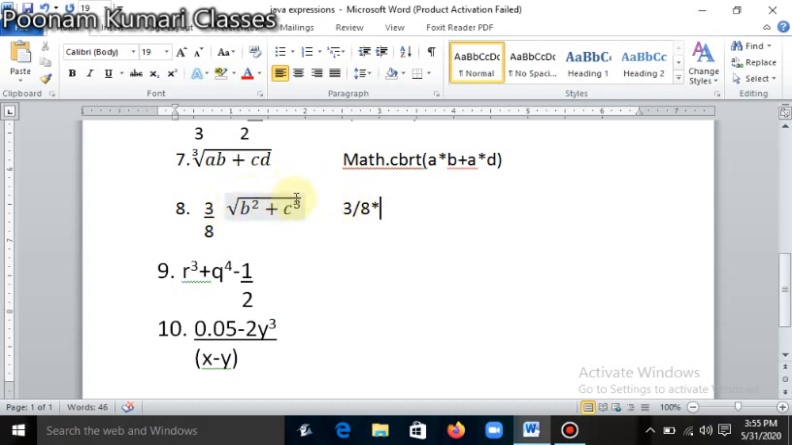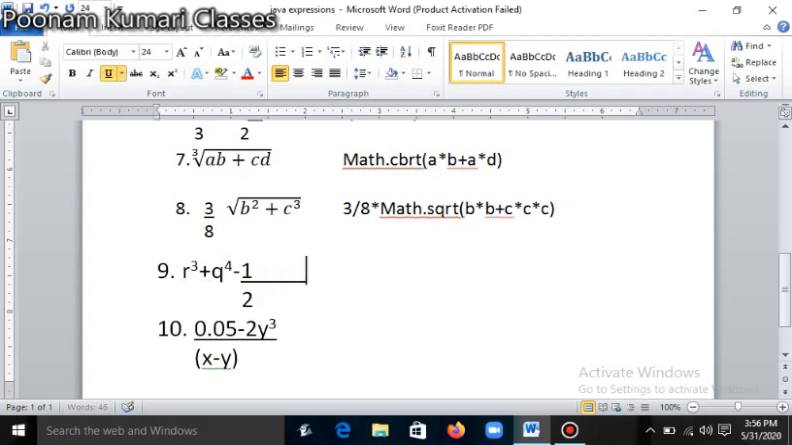For this one, this is the square root. So we write Math dot SQRT. If 3 is written behind this root, then we write Math dot CBRT. Otherwise, if nothing is written before it, then we will use Math dot SQRT. Then in brackets we write B multiply B plus C power 3. So C we will write 3 times: C multiply C multiply C. Then bracket close. Then you can give a semicolon, or you can leave it also.